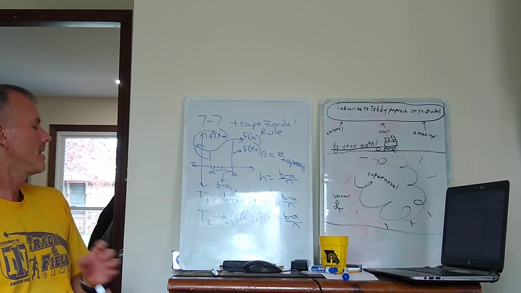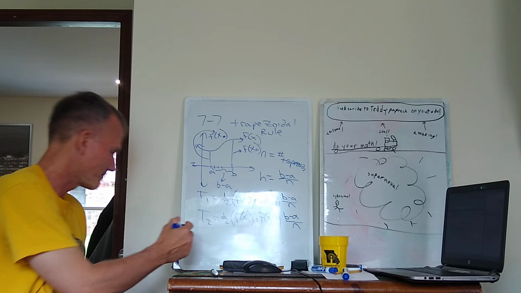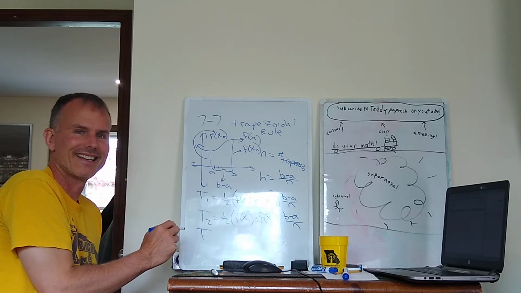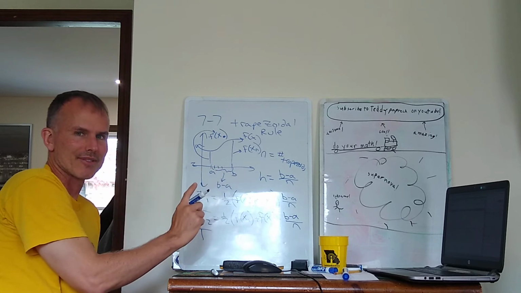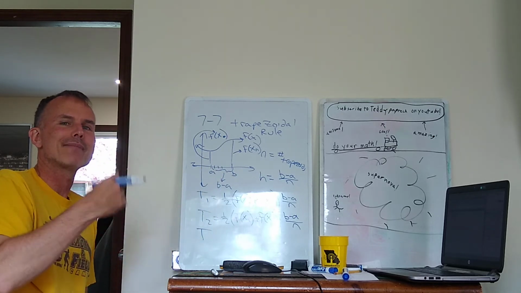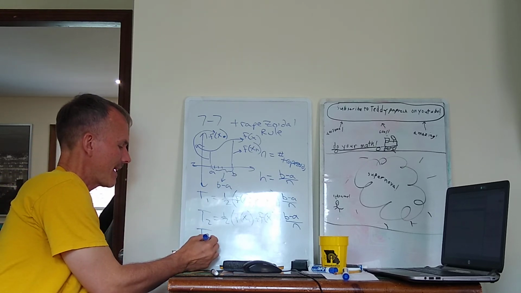So what I want to think about now is the second to the last trapezoid, the one right before the last trapezoid. It's not going to be the nth trapezoid. It's going to be the n minus 1th trapezoid. So I'm going to write t sub n minus 1.